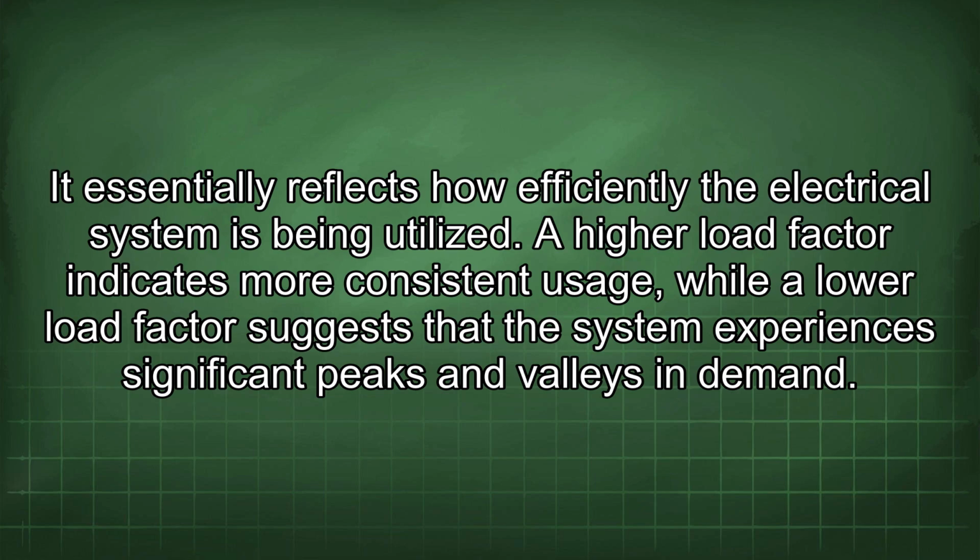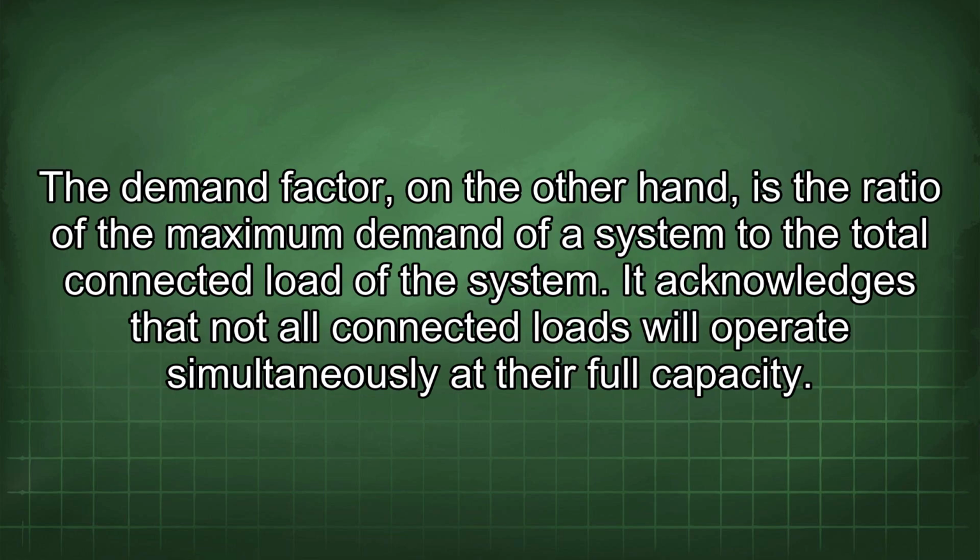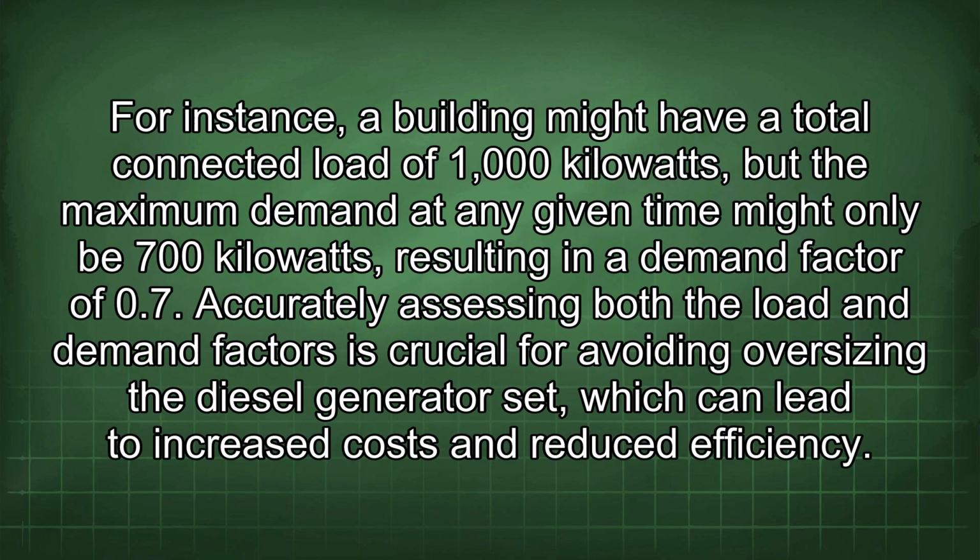A higher load factor indicates more consistent usage, while a lower load factor suggests that the system experiences significant peaks and valleys in demand. The demand factor, on the other hand, is the ratio of the maximum demand of a system to the total connected load of the system. It acknowledges that not all connected loads will operate simultaneously at their full capacity. For instance, a building might have a total connected load of 1000 kilowatts, but the maximum demand at any given time might only be 700 kilowatts, resulting in a demand factor of 0.7.